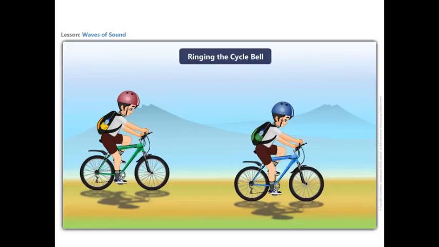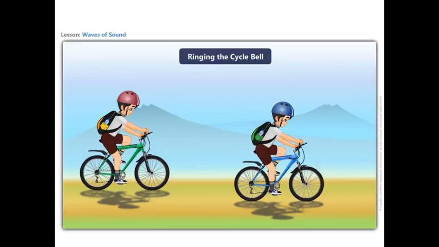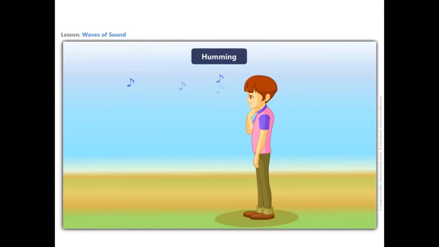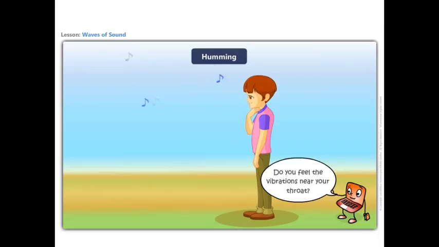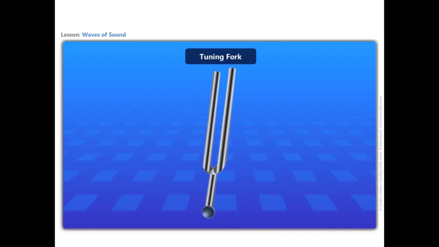Let us observe a few objects which produce sound. When you ring a cycle bell, do you feel the vibration? Yes, you do. The bell vibrates and produces sound. Place your fingertips on your throat and hum a song. Do you feel the vibrations near your throat? Yes. Human voice is produced due to the vibrations of the vocal cords. Here is a U-shaped elastic metal fork called the tuning fork, which when stroked once produces a musical note.